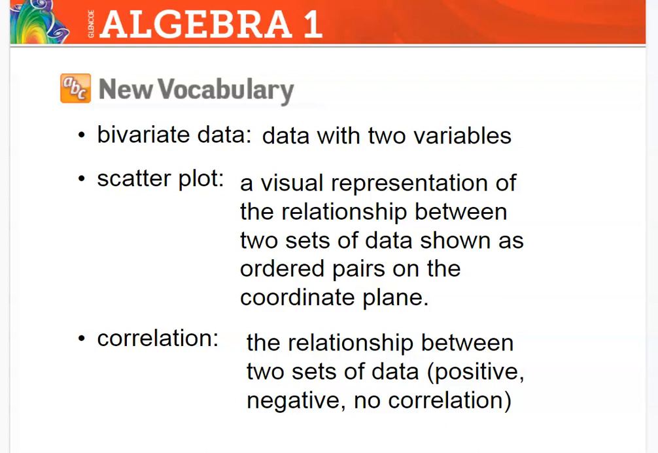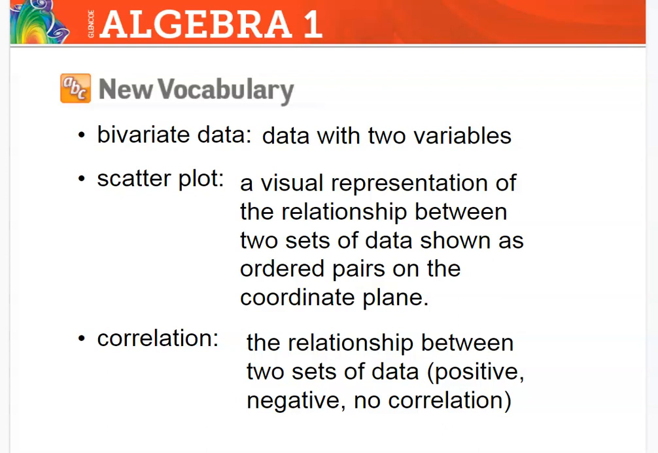Starting off, of course, with our new vocabulary. So, three new vocabulary terms here today. We're going to start with bivariate data. Bivariate data is simply data that has two variables. It could be something like time and temperature, could be time and distance, could be money and the number of chinchillas that you bought. Anything that has two variables in it would be considered bivariate data. And of course, this being Algebra 1, we're probably going to call those X and Y.